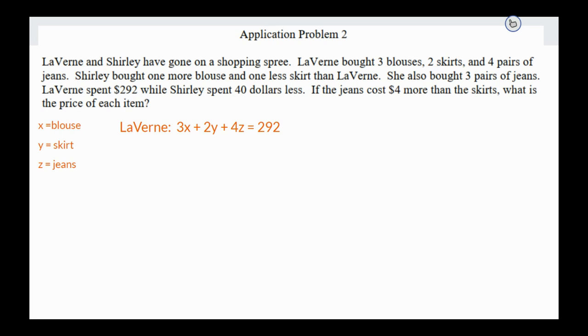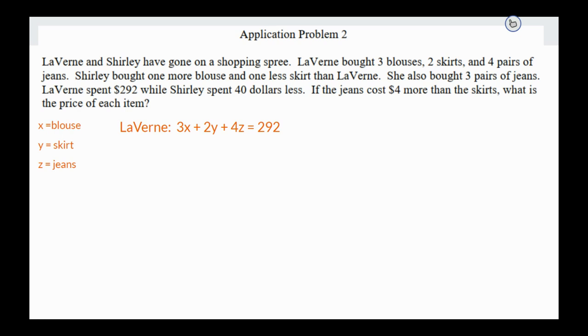That is funny. Okay, so there's Laverne. Now let's talk about Shirley. Shirley bought 1 more blouse and 1 less skirt than Laverne. So how many blouses did she buy? It says 1 more blouse, 3 plus 1 is 4. Okay, 4x, so 4x plus 1y plus 3z. Where's 3z come from? 3 pairs of jeans. Okay, equals what?